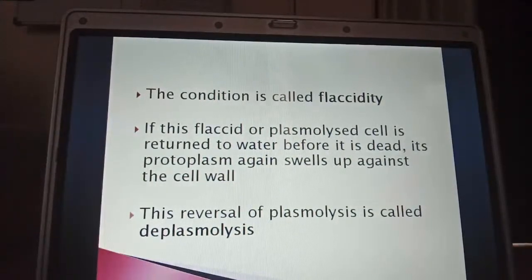You have to keep in mind the definitions. What is the meaning of plasmolysis? What is the meaning of deplasmolysis? What is the meaning of flaccidity? What is flaccid? All these things you need to keep in mind.